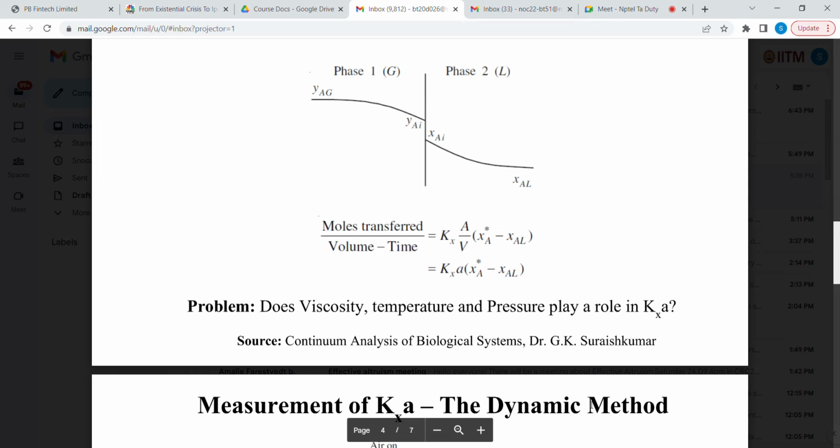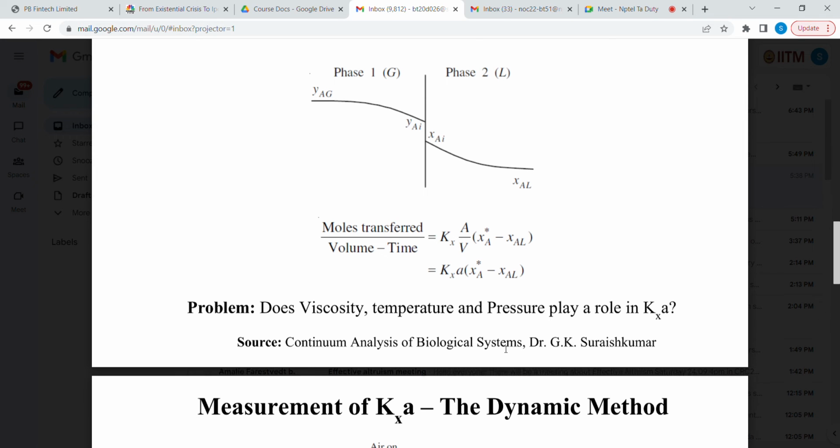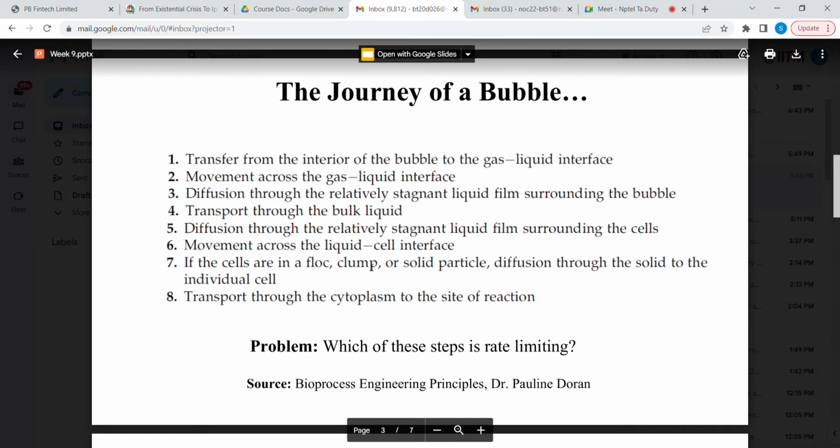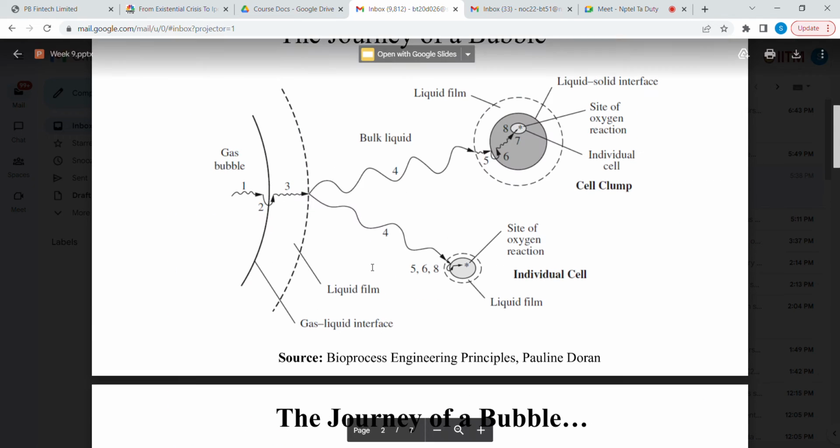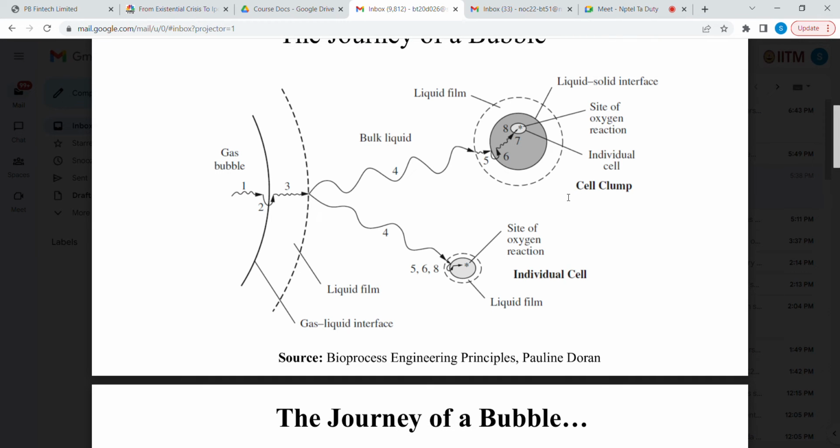So now in addition to step 3, the transition of the oxygen molecule from the gas liquid interface into the liquid film, the step 3 that we talked about being the rate limiting step, the journey of the oxygen molecule through the bulk liquid will also become, in some cases, depending upon the viscosity of the fluid, rate limiting, because it cannot travel faster, right? Because it's viscous. That's indirectly the definition of viscosity.